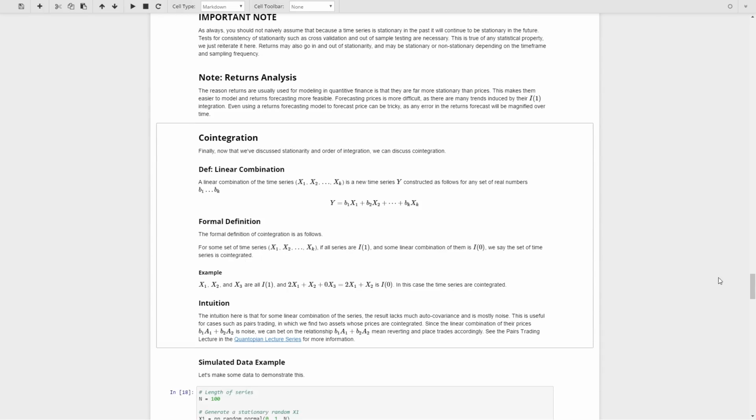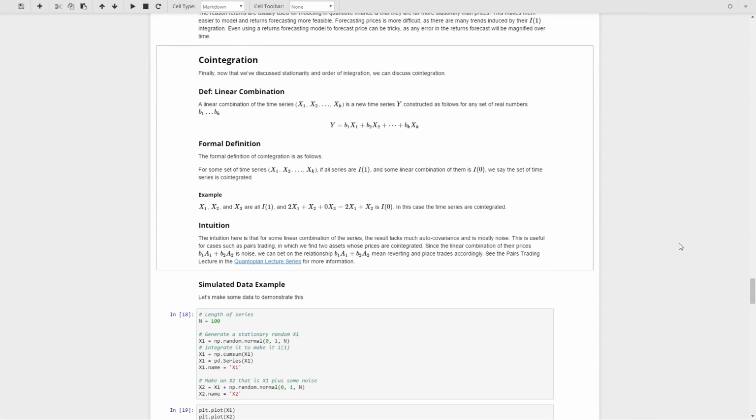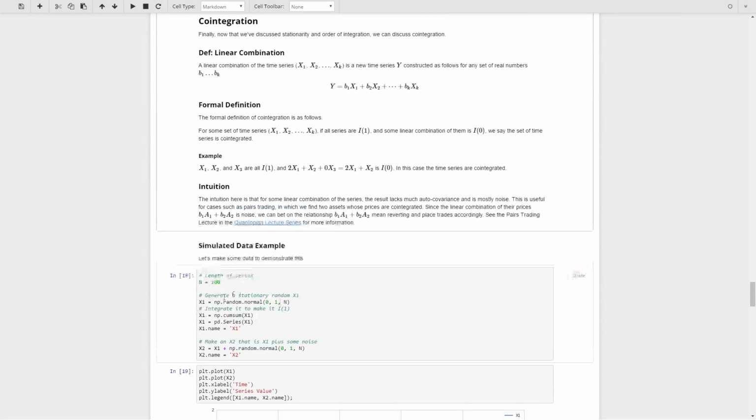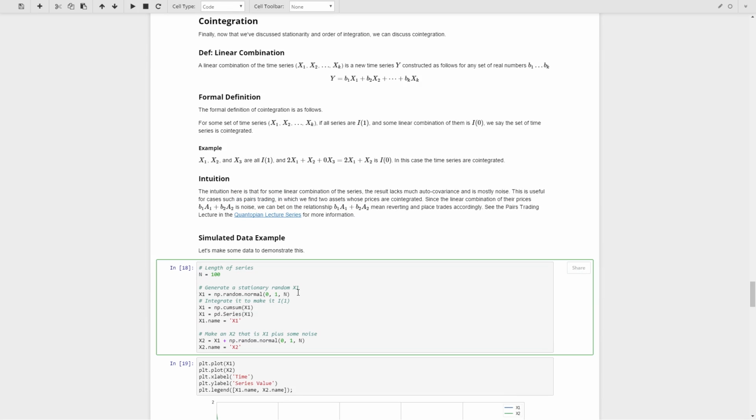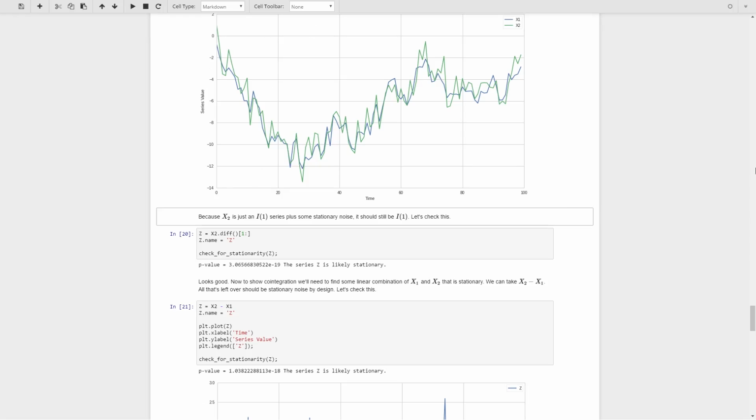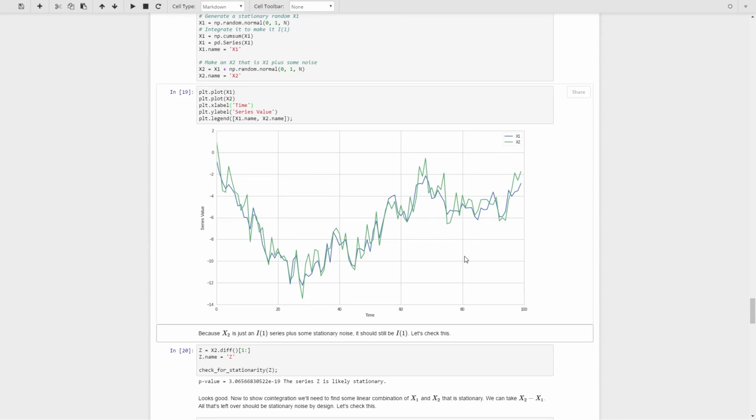So let's just simulate what a co-integrated set of time series looks like. If we have 100 samples of this random normal distribution, we'll cumulatively sum it here and call it x1. That's going to be an integrated of order 1 time series. And we'll say that x2 is equal to x1 plus some additional random noise. We plot them here, and we see it looks like they're moving together. This makes sense. x2 basically looks like x1 with a little bit of noise on top.